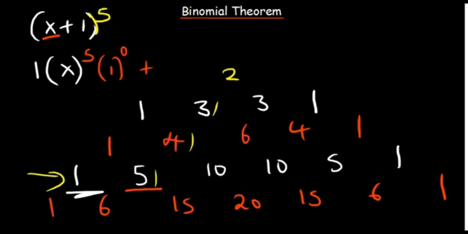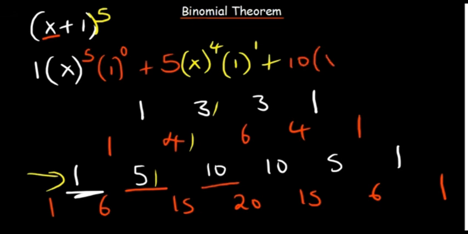I'll move to a second coefficient, which is a 5. I'll write it, and then I'll do likewise. So x now is going to reduce to 4, and 1 is going to increase its power from 0 to 1. I'll move to the next step again. The next coefficient is a 10, and then x is going to be the third power, and we'll have 1 to the power 2. We'll continue moving until we get to the last coefficient, where now x will be the power 0 and 1 will be the power 5. So basically this is the way binomial expansion is performed using Pascal's triangle.